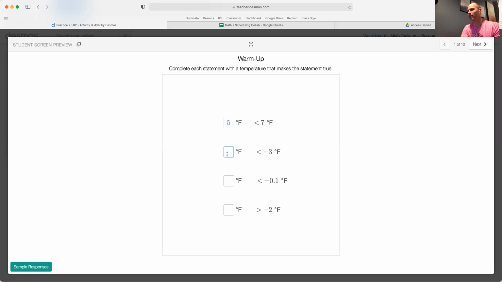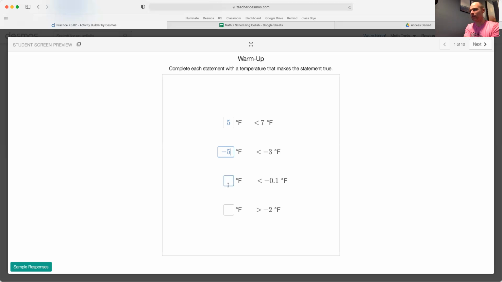And then let's see here. For the next one, we need a number that is less than -3. So it's got to be negative. And if you think about how the number line on the negative side works, larger negative numbers are actually smaller, right? The further away you get from 0, the more negative you are, the smaller the number. So if you were to put like -2 here, that would be incorrect. -2 is actually greater than -3, so I'm going to go with -5.